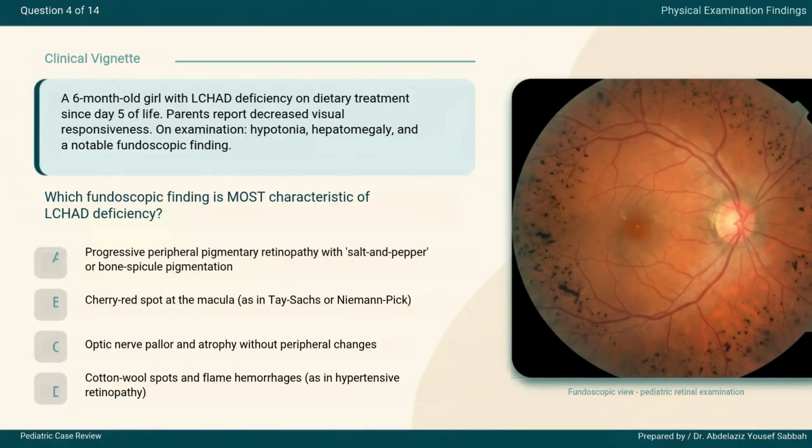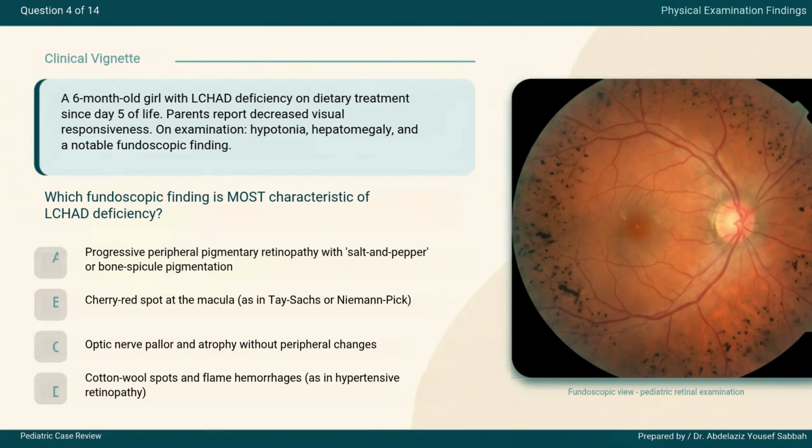Question 4. A 6-month-old girl with LCHAD deficiency has been on dietary treatment since day 5 of life. Her parents report decreased visual responsiveness. On examination, she has hypotonia, hepatomegaly, and a notable fundoscopic finding. Which fundoscopic finding is most characteristic of LCHAD deficiency?